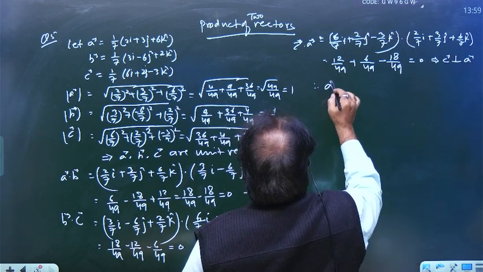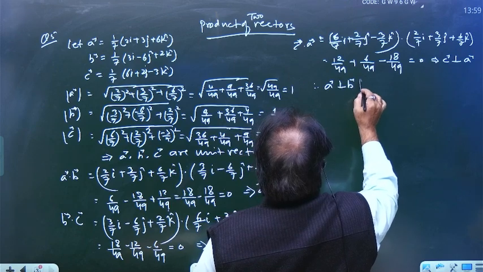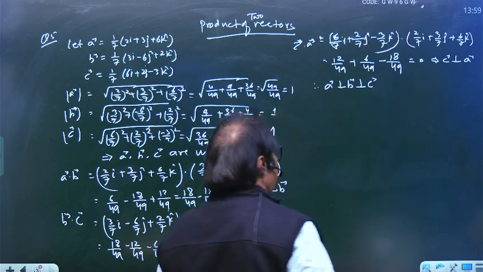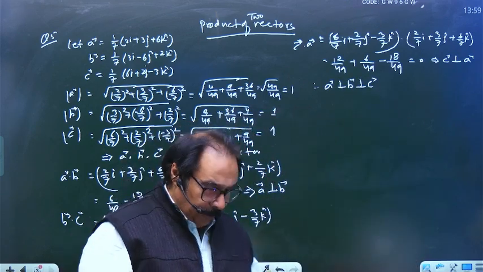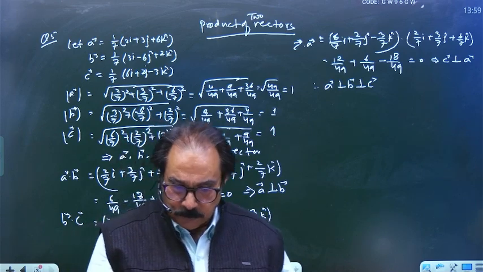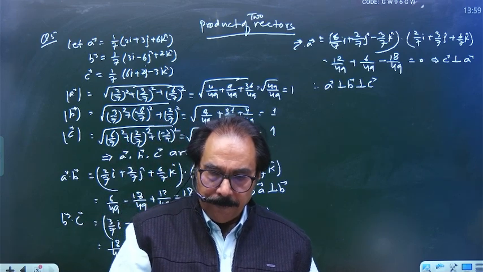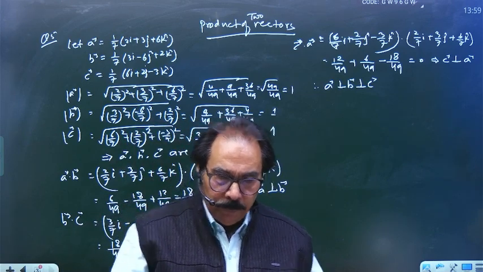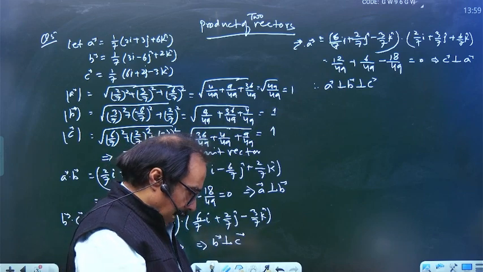So finally A is perpendicular to B, B is perpendicular to C. Okay, so they are mutually perpendicular. This we have to show. Okay, now move to question number 6.